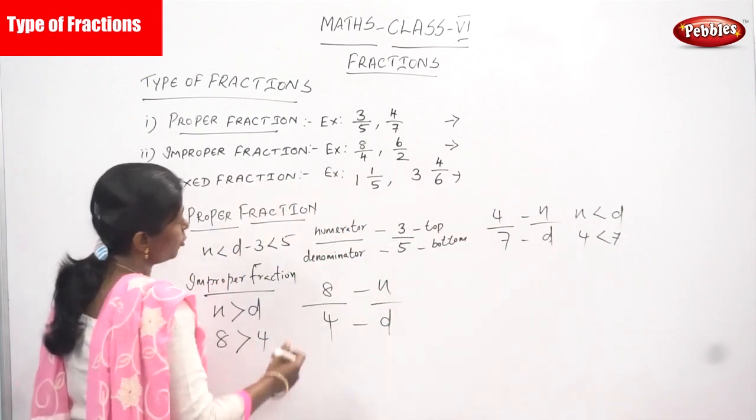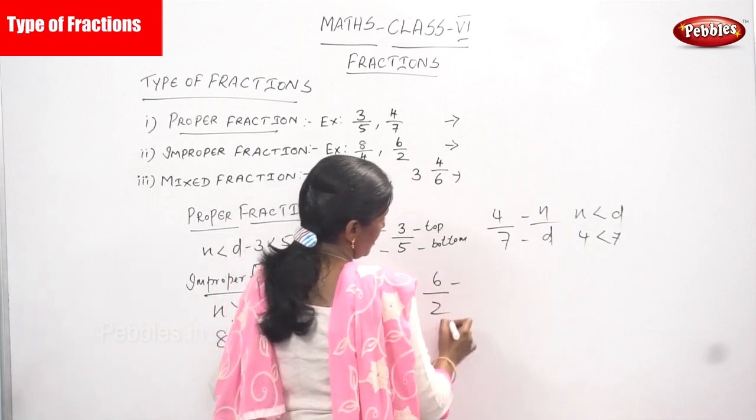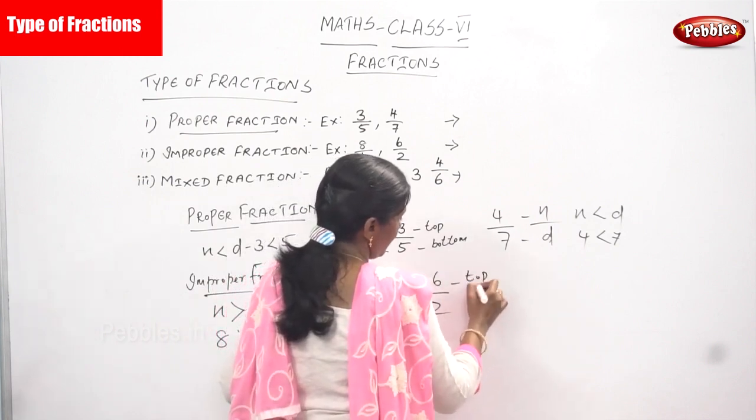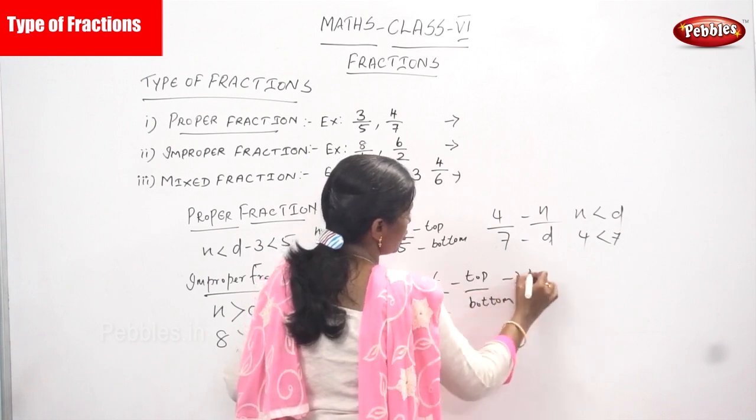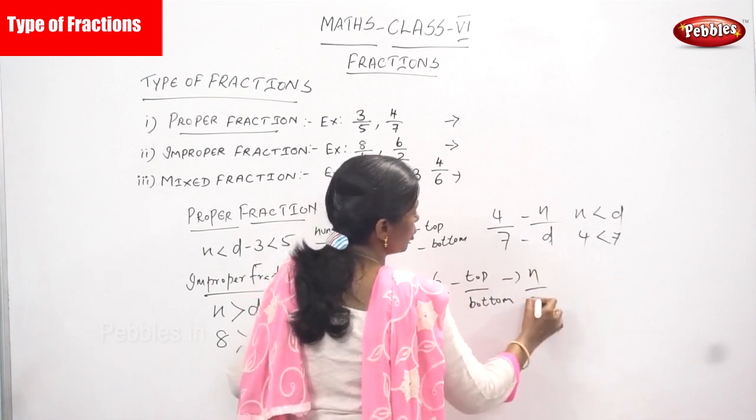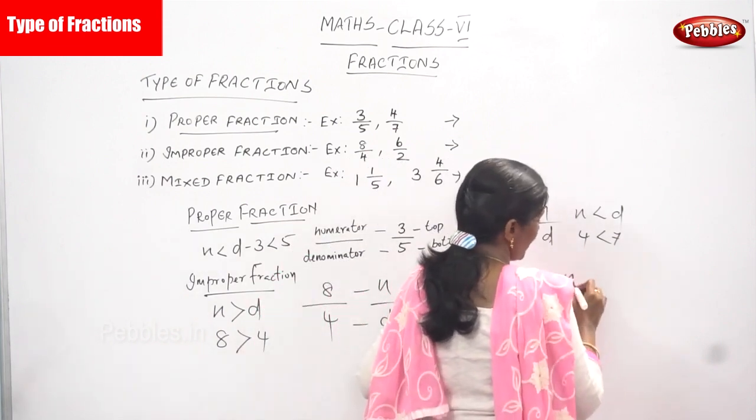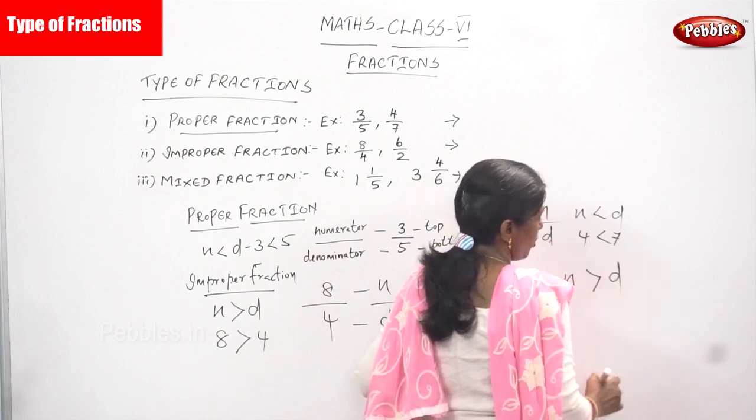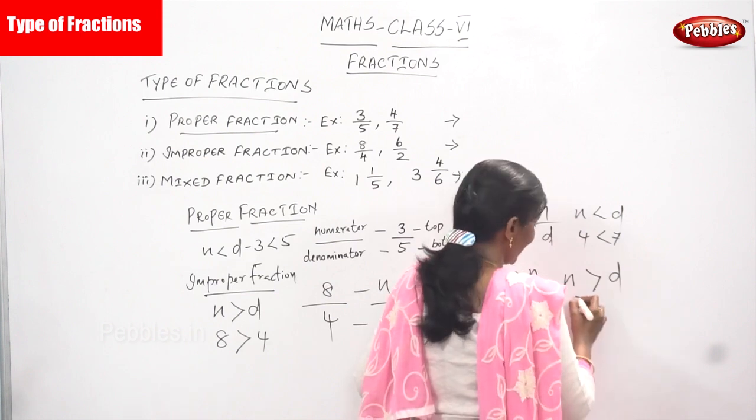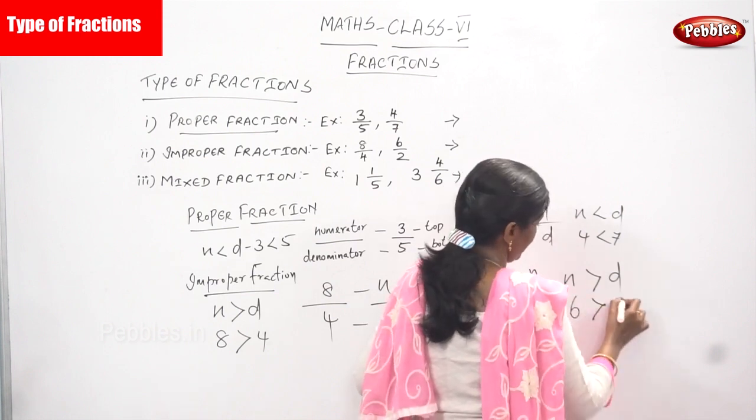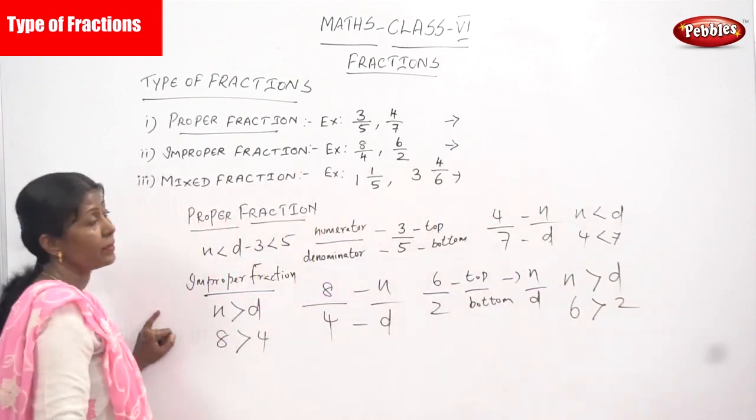For improper fraction, one more example is 6 by 2. This is the top number and this is the bottom number. 6 is the numerator and 2 is the denominator. The rule of improper fraction is the numerator is greater than the denominator. N is greater than D. What is the value of N? N is 6 and 6 is greater than 2. So it is an improper fraction.